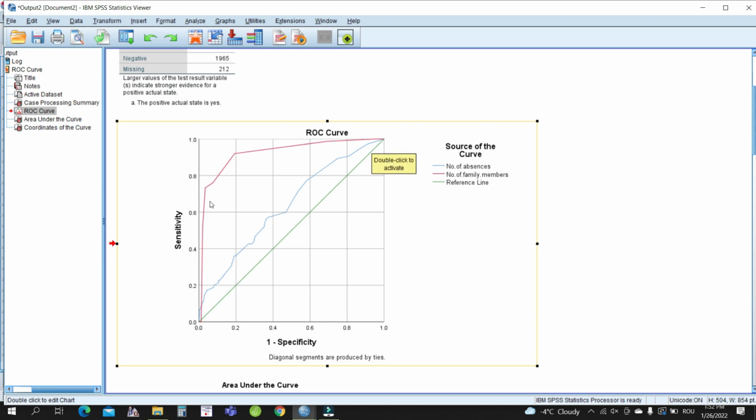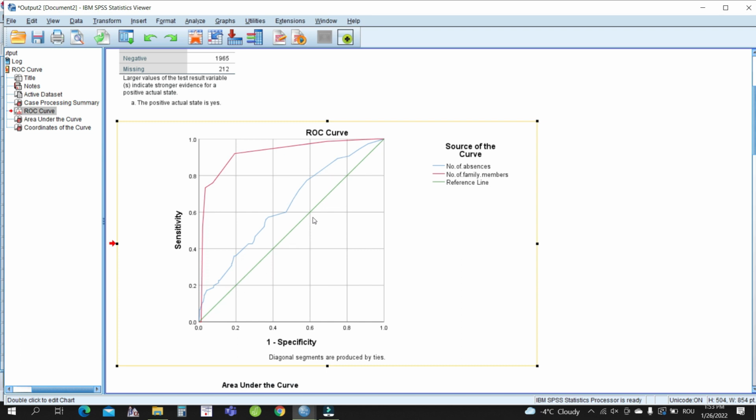Also, we can calculate the area under each curve, also called the area under the curve, AUC, and as you can observe, each curve can have an area between 0 and 1. As an area gets close to 1, it indicates a high discriminative accuracy between adolescents with and without disciplinary violations.